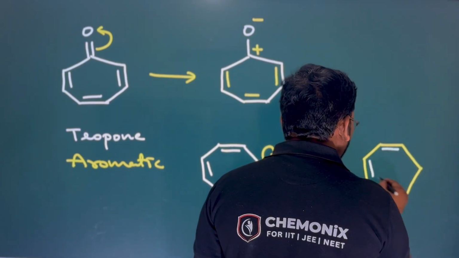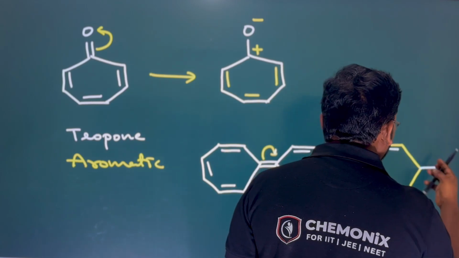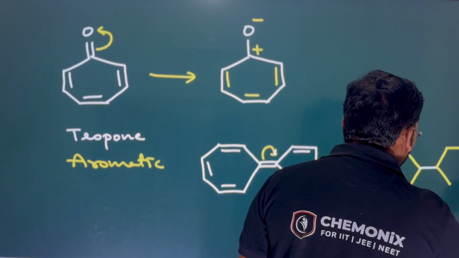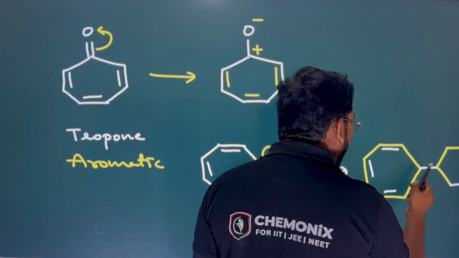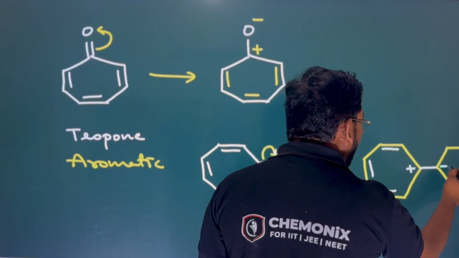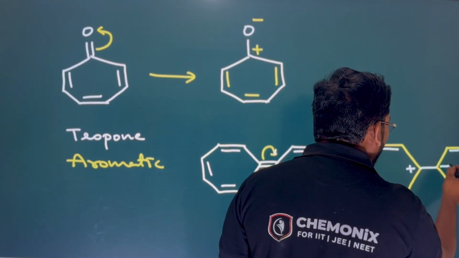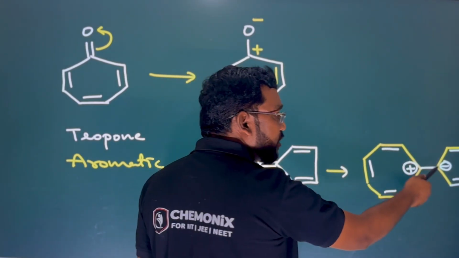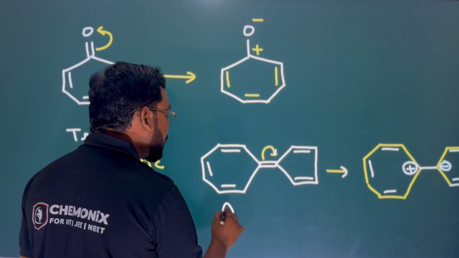You guys can see this molecule here. After bringing the charges by the polarization of the bond, at this carbon the positive charge is generating, at this carbon negative charge is generating, and it also has the conjugated pi bonds here. Now you can say this is an aromatic ring, this is also an aromatic ring, so therefore this compound is also aromatic.